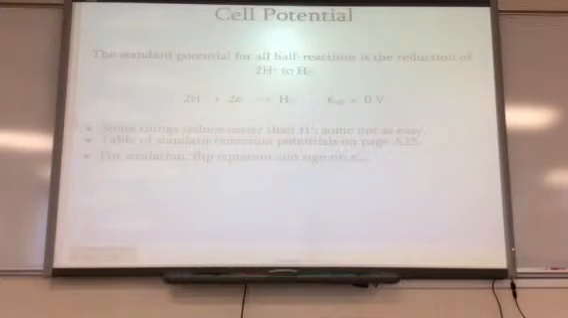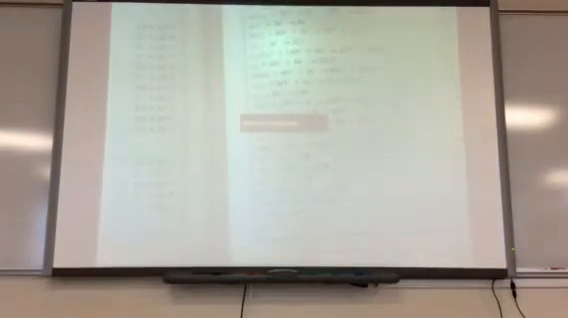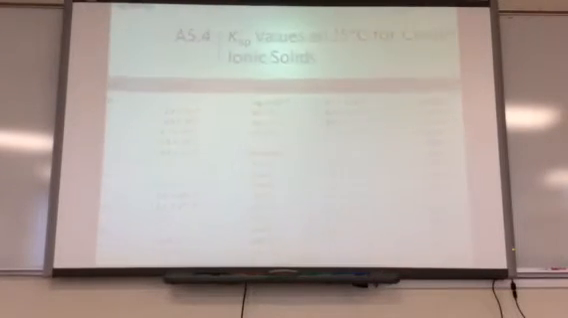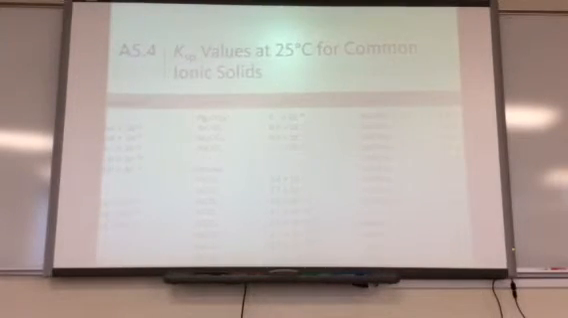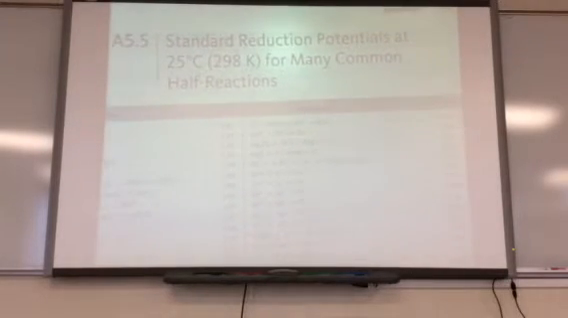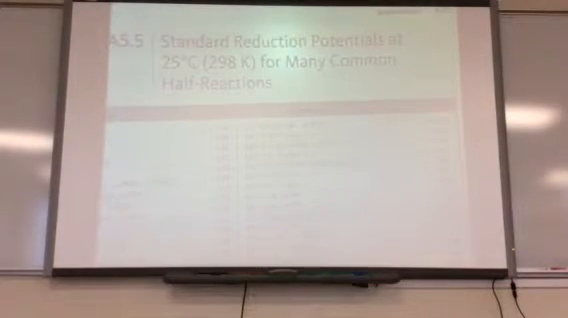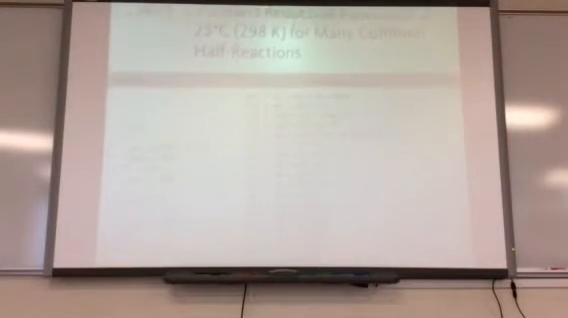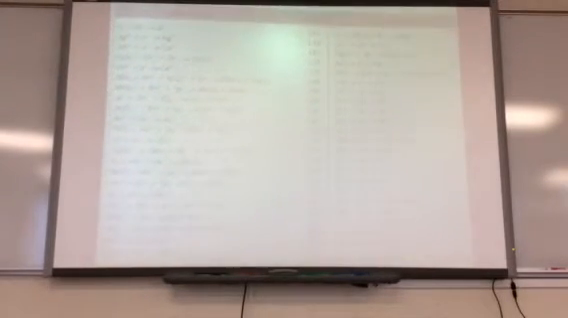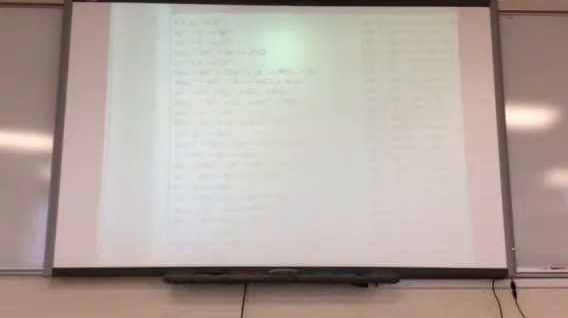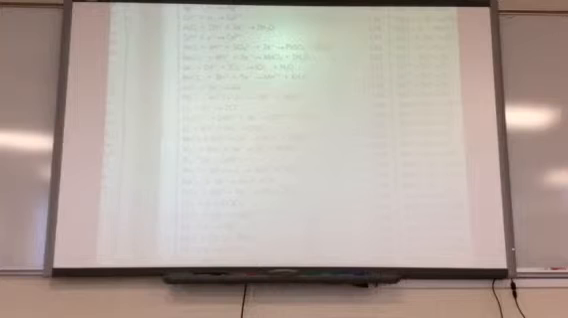Okay, we done with the slide? On page 825, which is after 824, which had, oh, there's our good friend KSP values. And then we have standard reduction potentials at 25 degrees for many common half reactions. So this just gives reduction potentials. There's two columns of them. There's the first column, there's the second column. They go in order of strength of reducing.